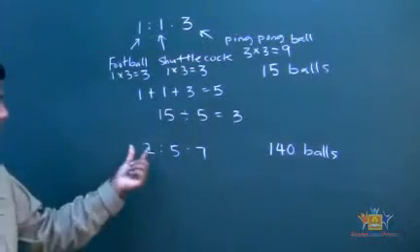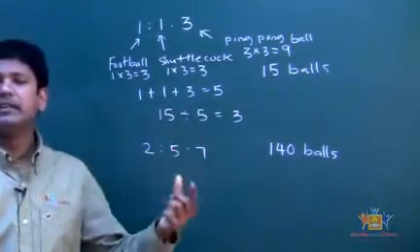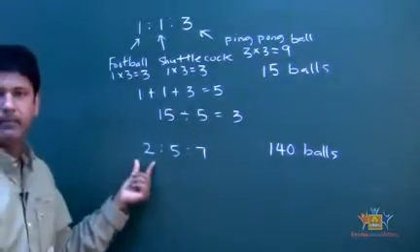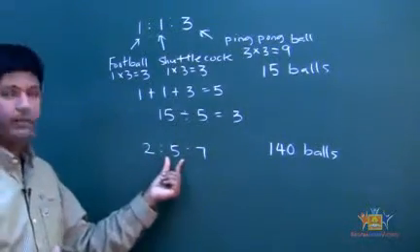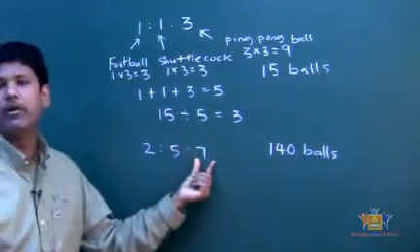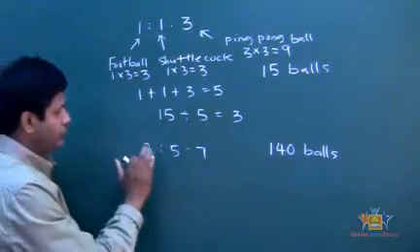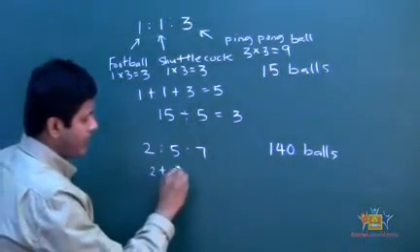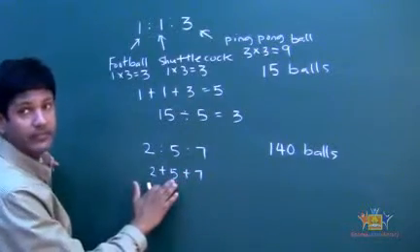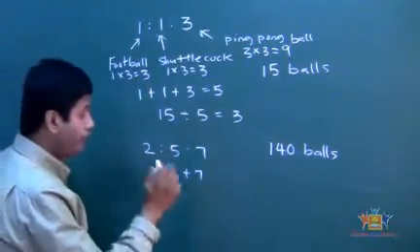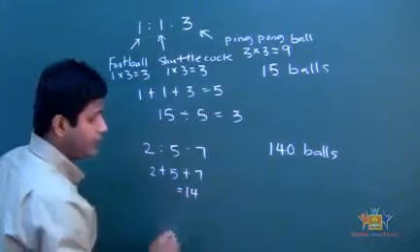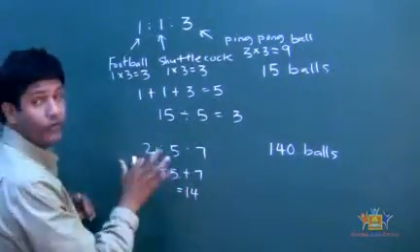I want to find out what 2, 5, and 7 represent. How many footballs in that bag? How many shuttlecocks in the bag? And how many ping pong balls in the bag? So what do we do? Exactly, we combine this. 2 plus 5 plus 7. 2 plus 5 is 7. 7 plus 7 is 14. So that makes it 14. That means there are 14 parts.